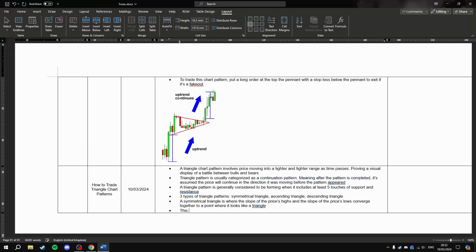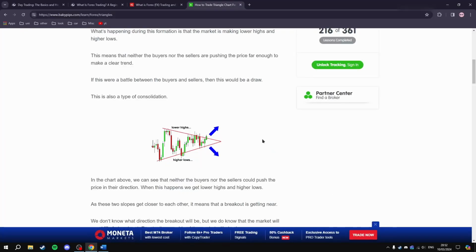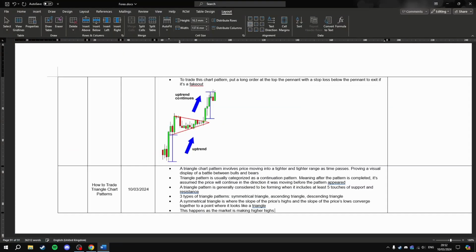This happens as the market is making higher highs and lower highs and higher lows. It's making lower highs and higher lows.